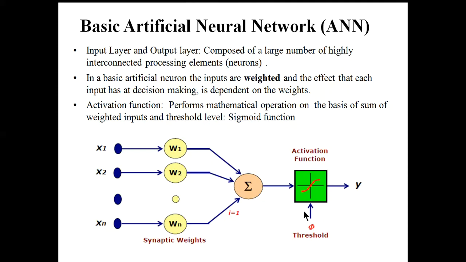So now, to repeat the basic structure of an artificial neural network: it consists of an input layer, an output layer, and a processing unit that consists of an accumulator and the threshold activation function, which is nothing but a sigmoid function. All the inputs are weighted, and these weights have a great impact on the output.